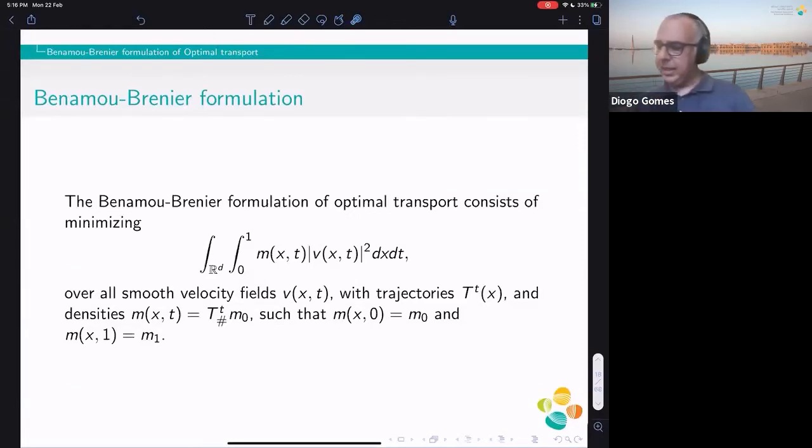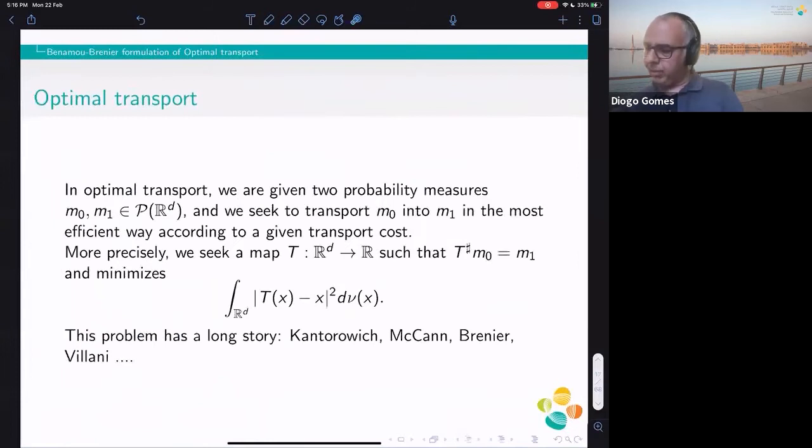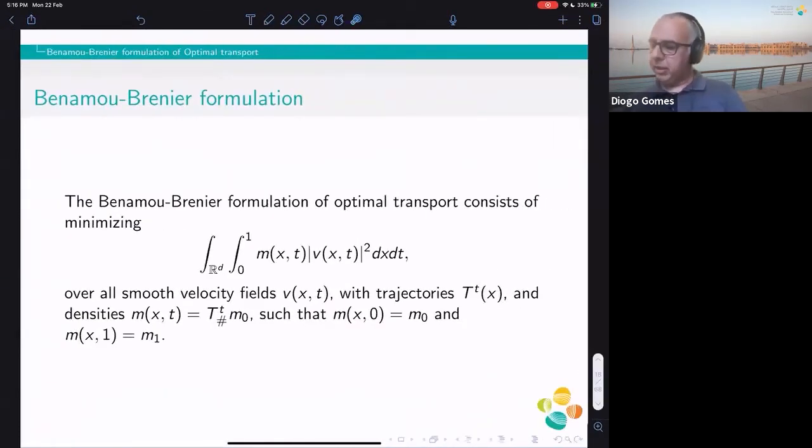And the idea is this: well, instead of minimizing the one-shot transport cost, what they realize is that you can say, well, take a velocity vector field and minimize this kinetic energy term, let's say, subject to the flow corresponding to V, pushing forward M0 into M1. And at all intermediate times.